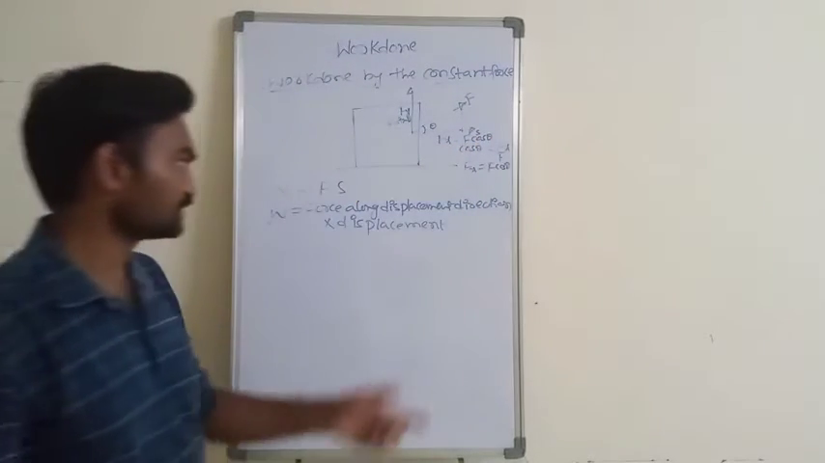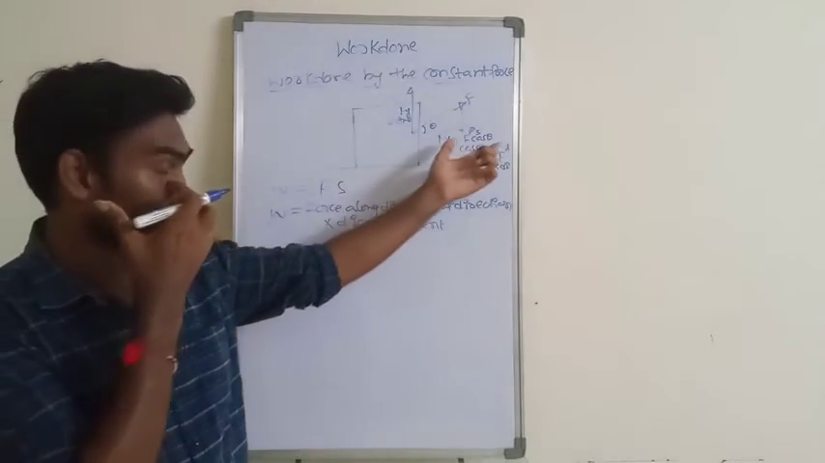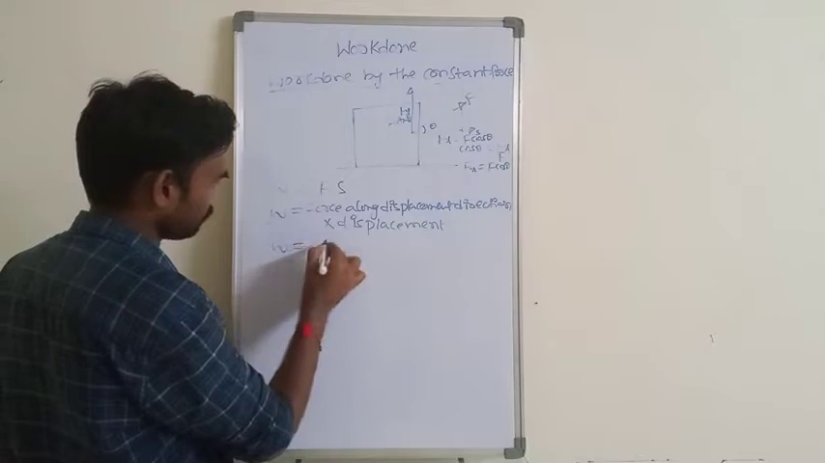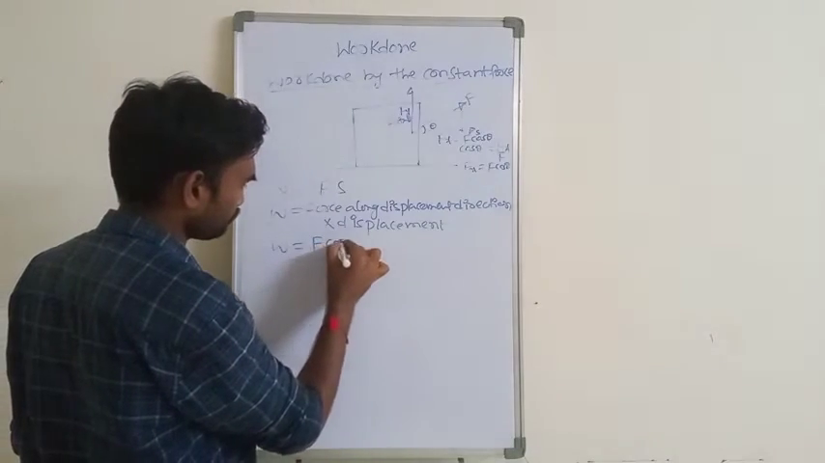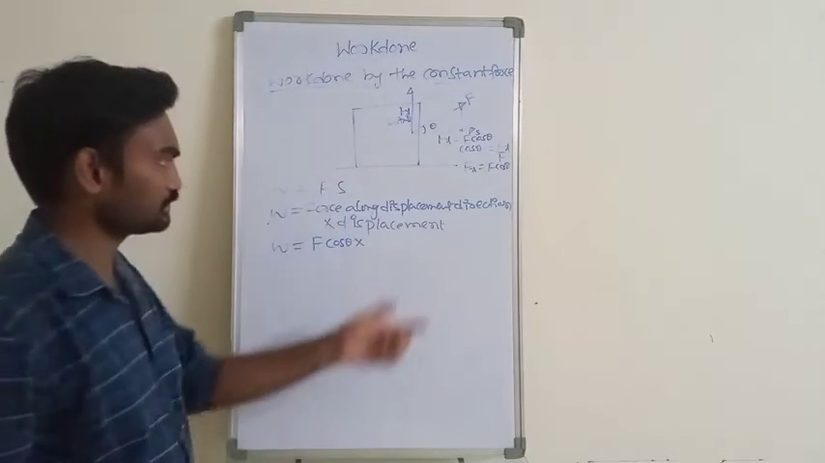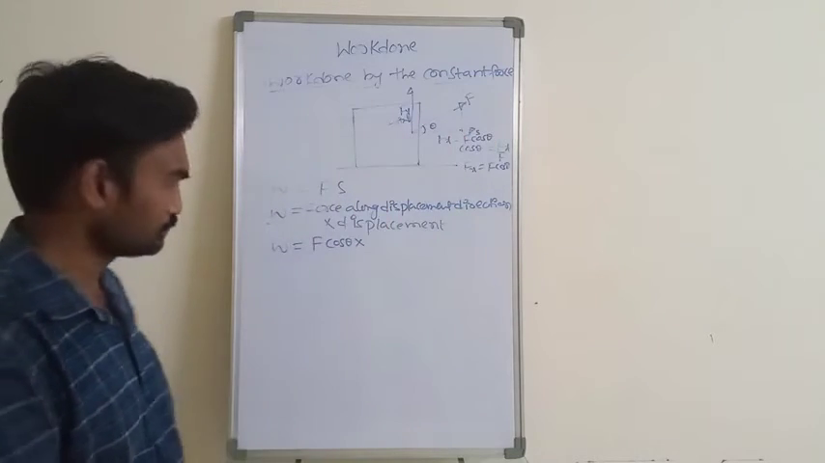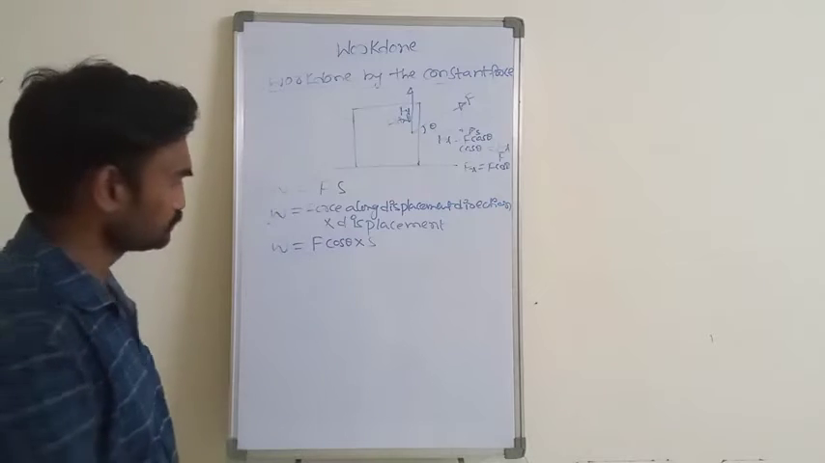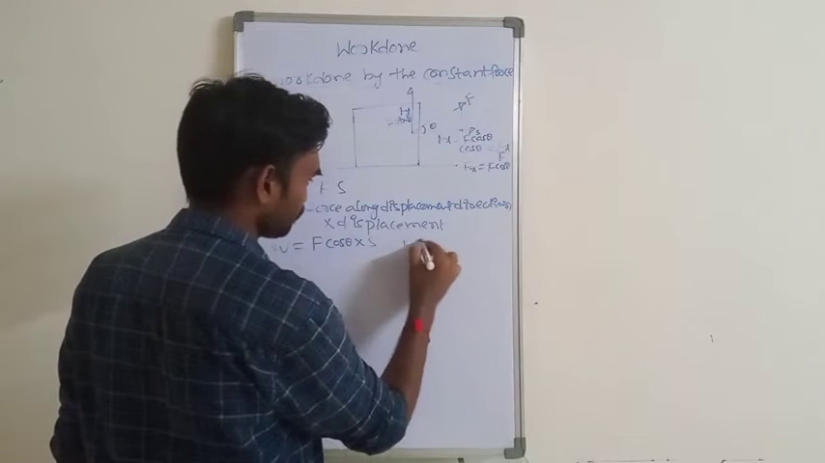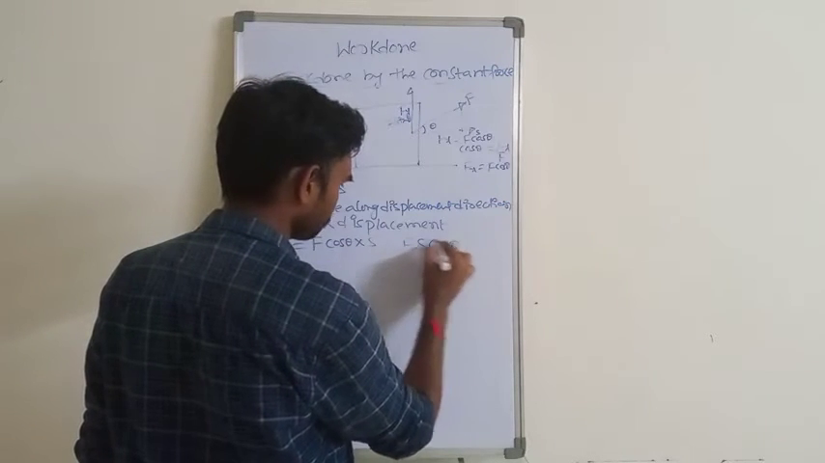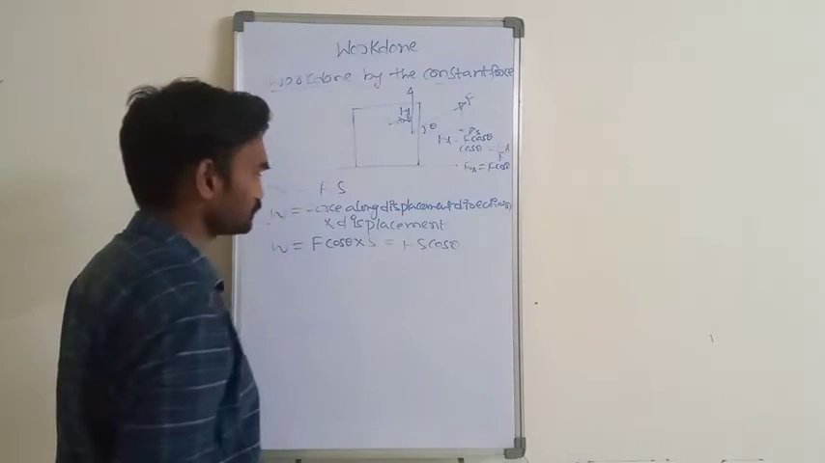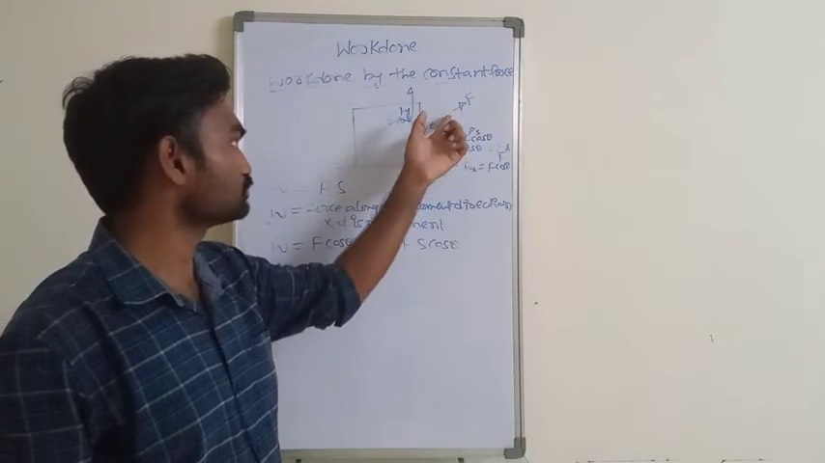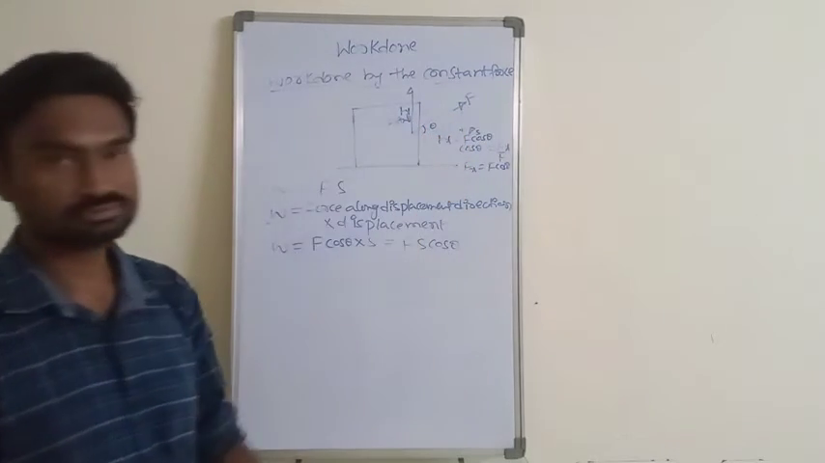The force along the displacement direction is F cos theta. Now I substitute F cos theta in the formula. Next, the displacement is s. So we can write work done as F s cos theta, where theta is the angle between force and displacement, right?